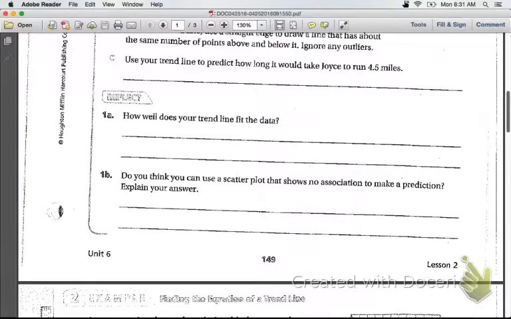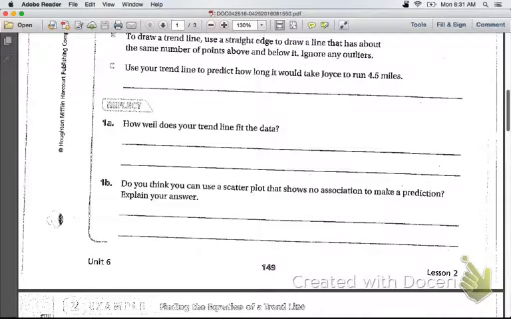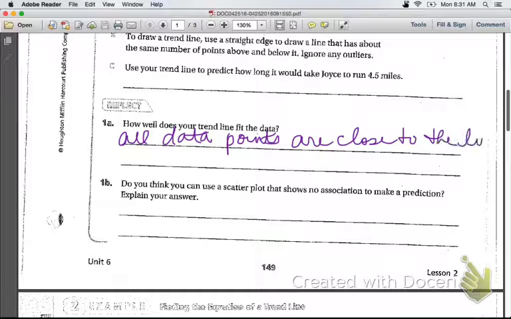Okay, so how well does the trend line fit the data? It looks like all the data points are close to the line, so the data shows a strong linear association, so the line should fit very well. Okay, so I'll write that down. All data points are close to the line.